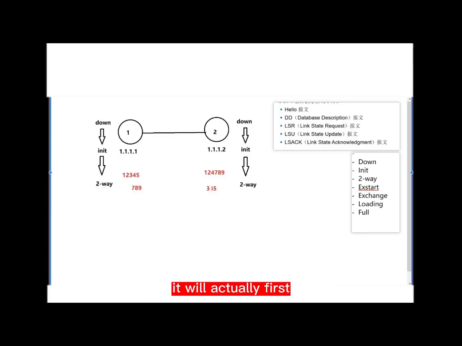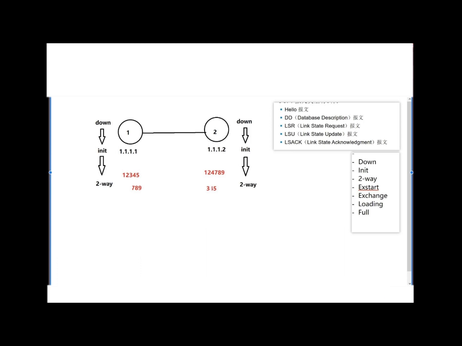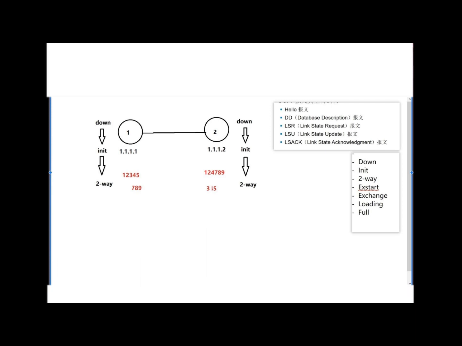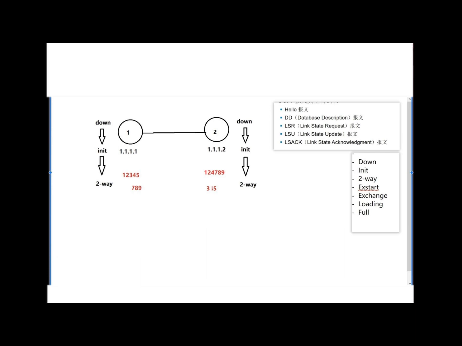It will actually first exchange a set of empty DD packets. We call it empty DD. In the interaction of the first group of messages, there is no summary. It only uses some parameters to elect the master-slave. Then it will be decided who will start sending this summary first. It will carry a serial number inside.